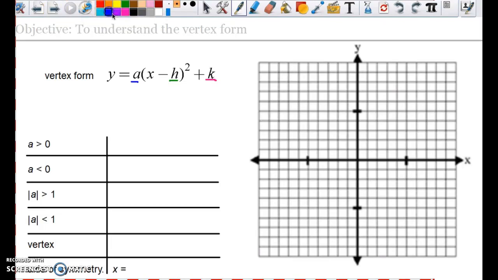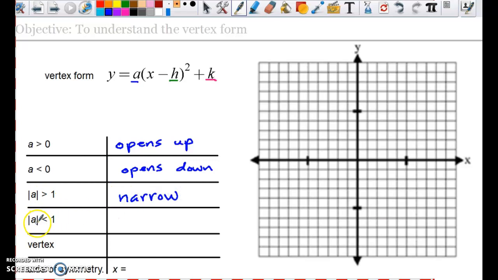Now if a is bigger than 0, then it's going to open which way? So remember, a is bigger than 0. It opens up. If a is less than 0, if a is negative, it opens down. If the absolute value of a means the distance from 0 is bigger than 1, it's going to be narrow.